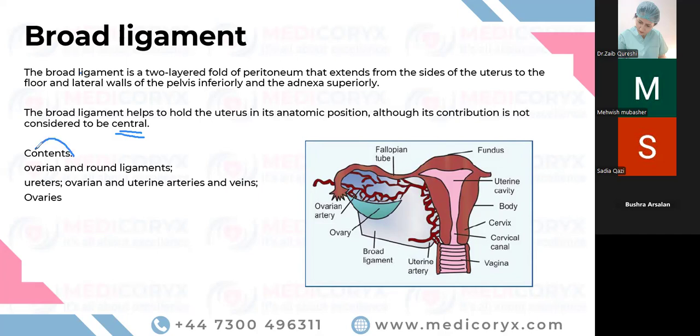The most important thing about the broad ligament, which they ask in exams also, is the contents. So to learn today: ovaries, ovarian and round ligament, ovarian and uterine arteries and veins are parts of the broad ligament. Sorry for writing ureters here. Ureters are not part of the broad ligament. Okay, ureter is not a part of the broad ligament. I will correct this mistake.